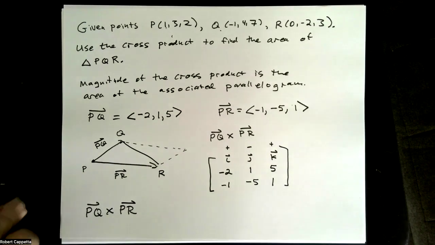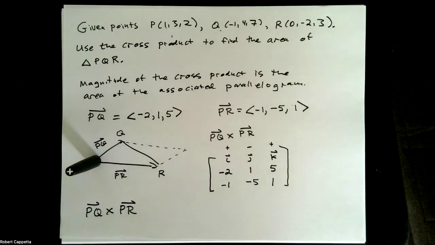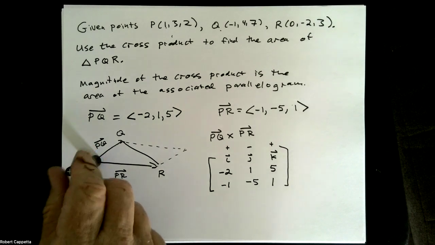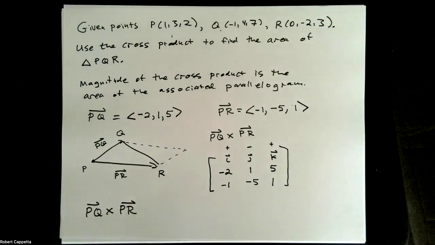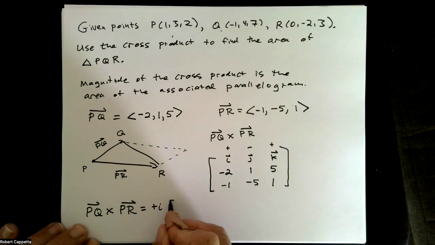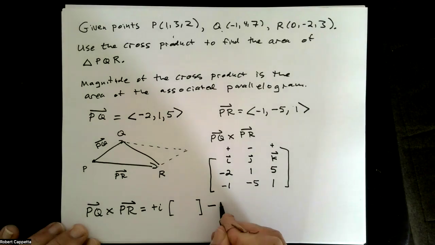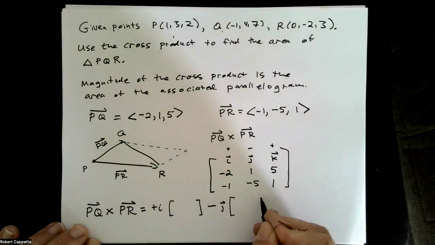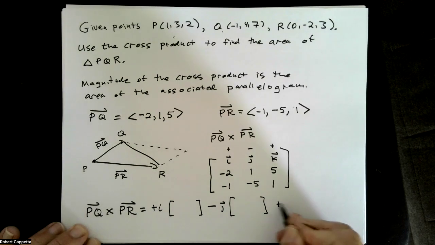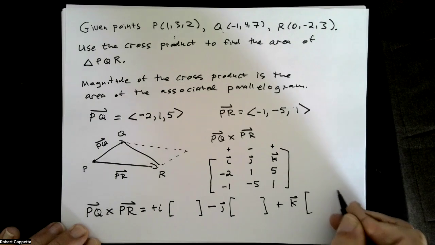Again, PQ cross PR will be a vector that is orthogonal to both PQ and PR, using this visual here on the board. So again, it's plus i times its minor, minus j times its minor, plus k times its minor.